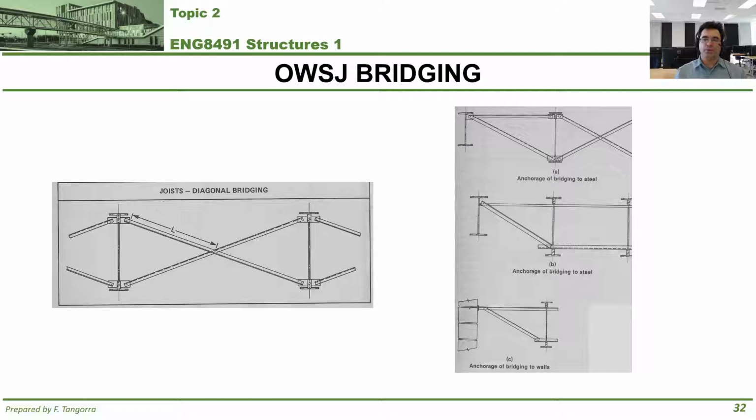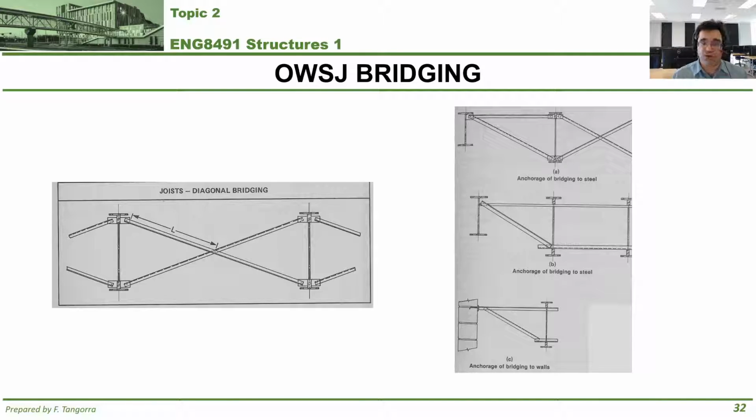All right, now bridging is important. When you put your open web steel joists in place, you want to make sure that all of the open web steel joists are braced with each other or bridged against each other. They work together. And that's done by bridging the space between every open web steel joist. And you can do this in one of two ways. On the left on your screen, you can see diagonal bracing, cross bracing between open web steel joists. And on the right, you see examples of horizontal bracing between open web steel joists.